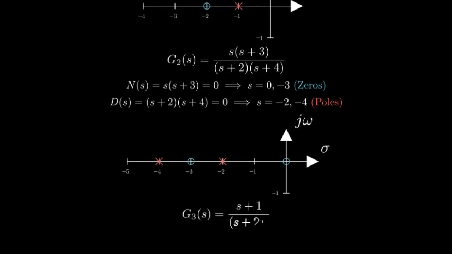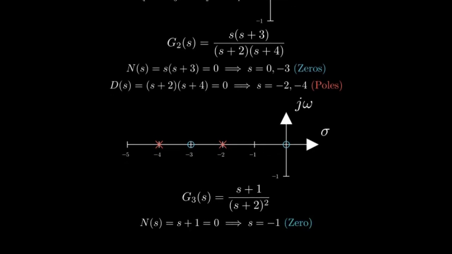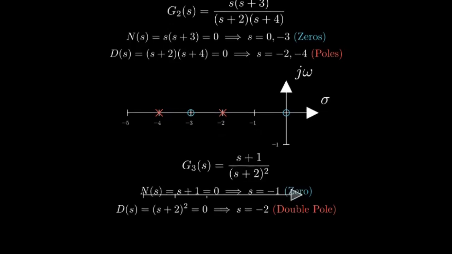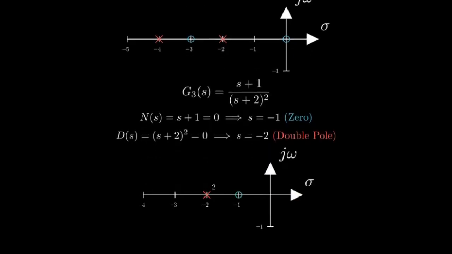Example 3. G3(s) equals (s plus 1) over (s plus 2) squared. The numerator gives a zero at s equals minus 1. The denominator, (s plus 2) squared equals 0, gives a repeated pole at s equals minus 2. We say this pole has multiplicity 2. On the plot, we show this with two overlapping crosses or a superscript 2 next to the cross at minus 2. The pole is in the left half plane, so the system is stable.